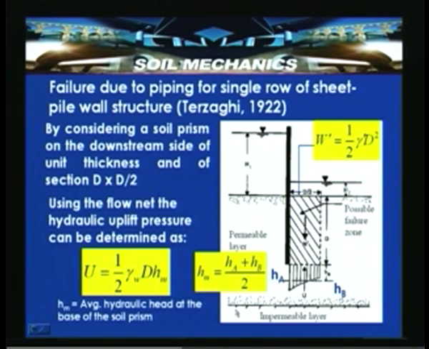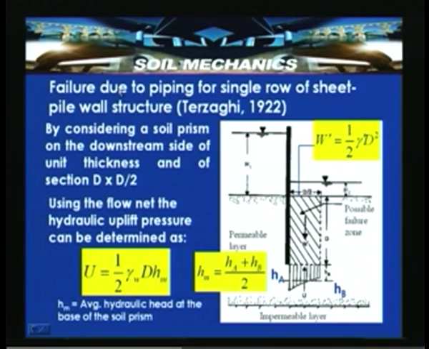and this is an impermeable layer, and according to Terzaghi, this particular zone is referred to as a possible failure zone. This particular zone, which is of depth D and width D by 2, that is, 1 by 2 times the embedded depth, is identified as a possible failure zone by Terzaghi.